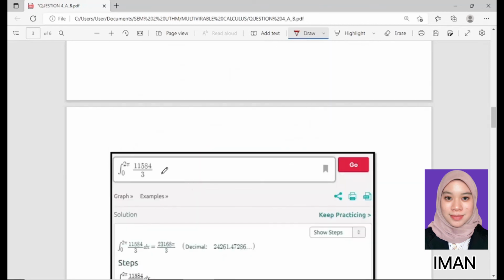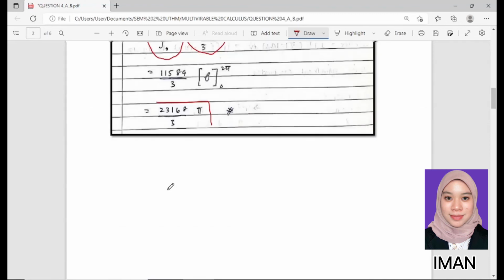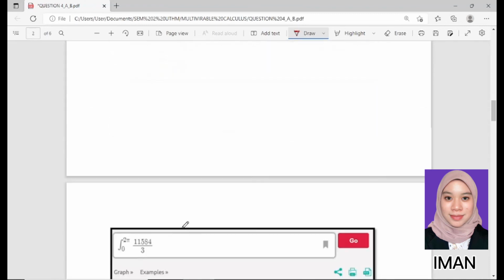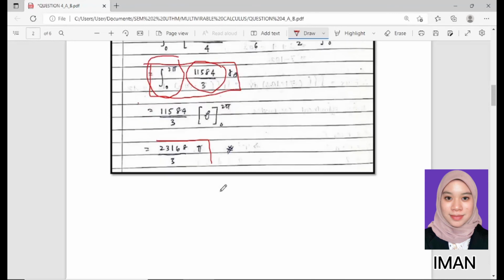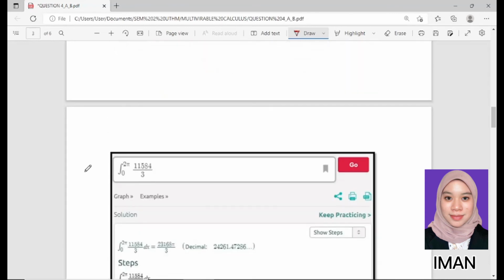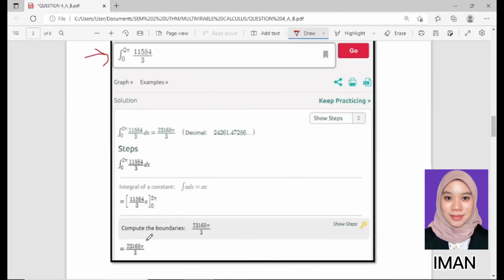So for the simulation, we use Simulab. We put the numbers here to make sure the answer is the same, and we put like this, and the final answer we get is the same. So this is all for question B.